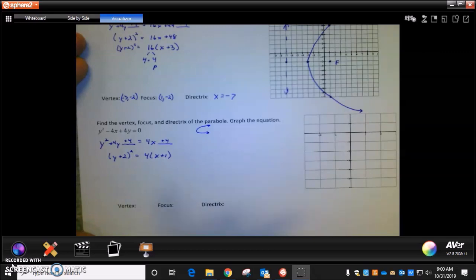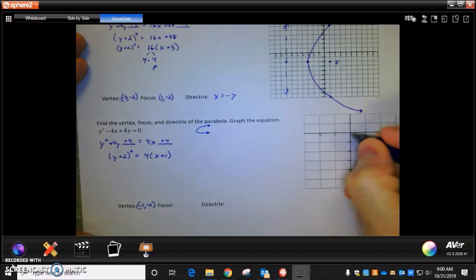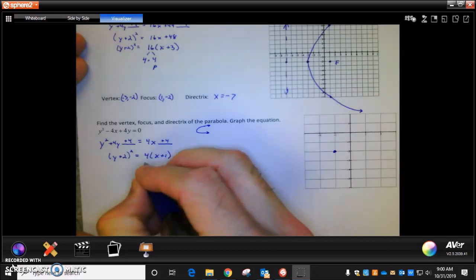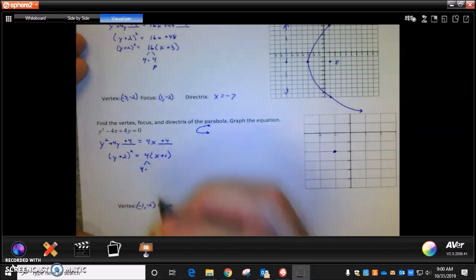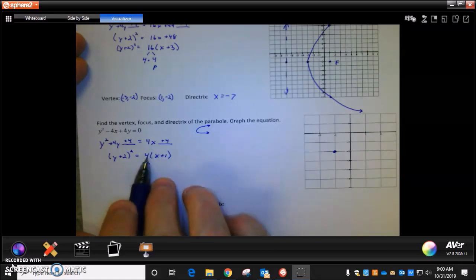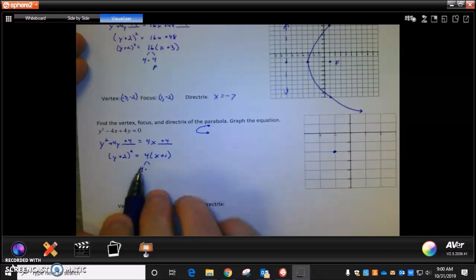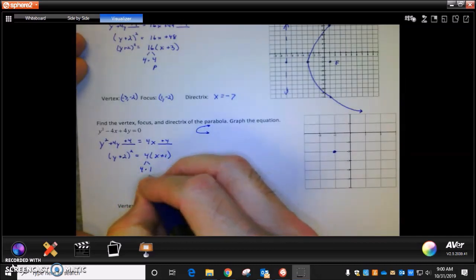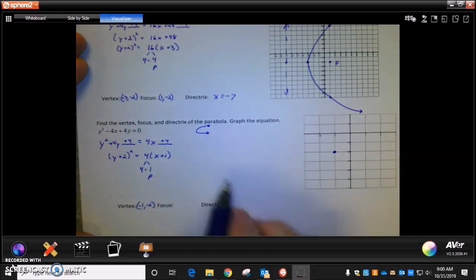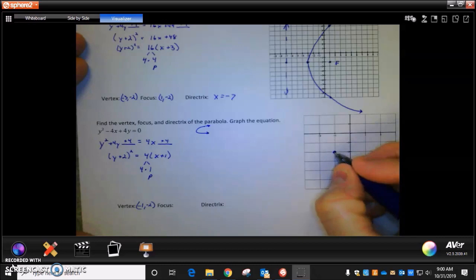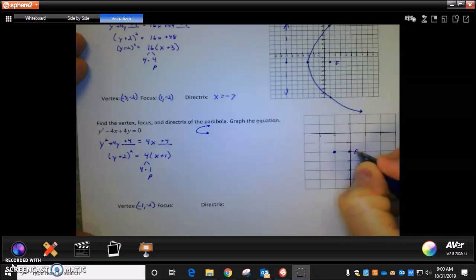So what do I know? I know the vertex is at -1, -2. So let's graph that. -1, -2. There's my vertex. I'm going to take the number 4, and I'm going to rewrite it as 4 times something. Okay? You don't get to choose how to factor that. You don't get to say, well, oh, 4 is 2 times 2. No, it's 4 times and then whatever. In this case, 4 times 1. That's p. So since this is a horizontal, I'm going to move 1 to the right. That's my focus. From the focus, I'm going to double that movement and go up 2 and down 2.